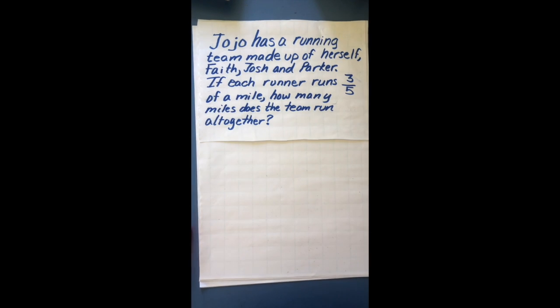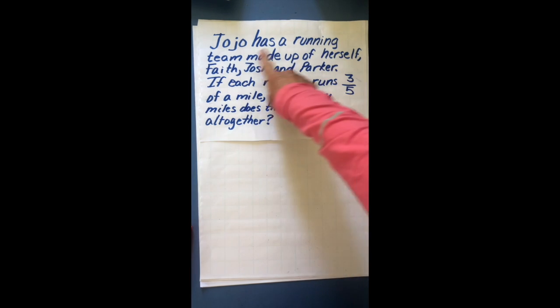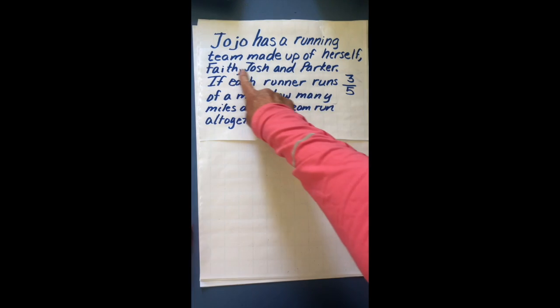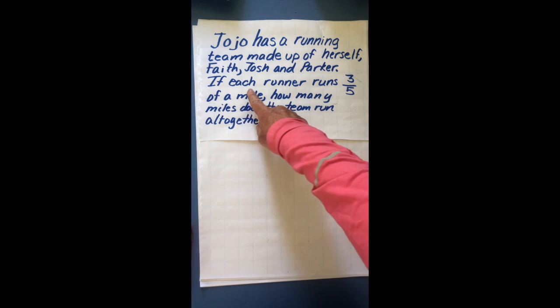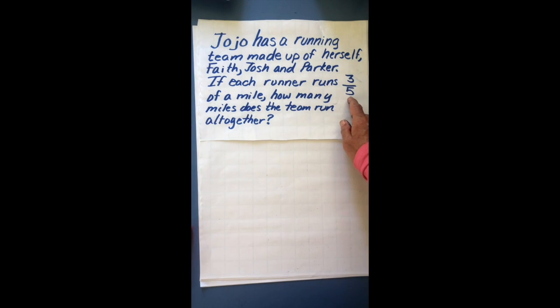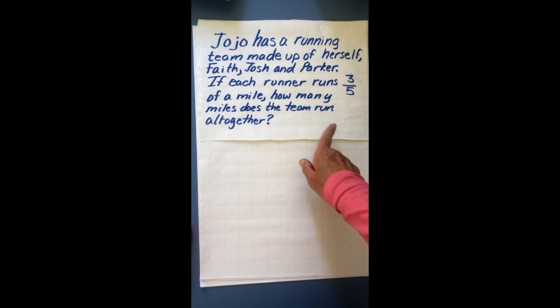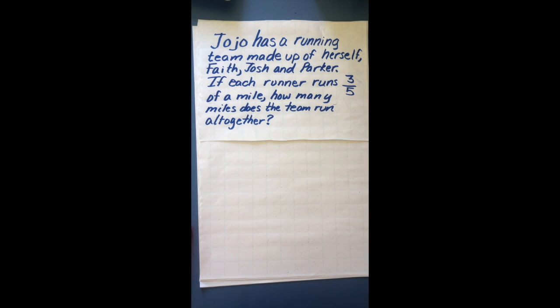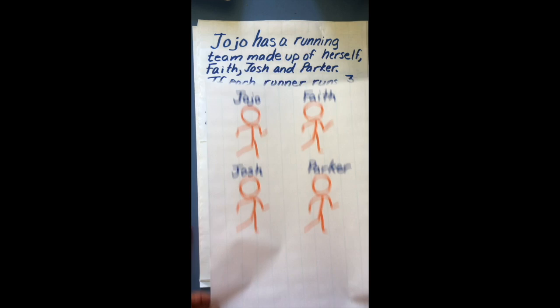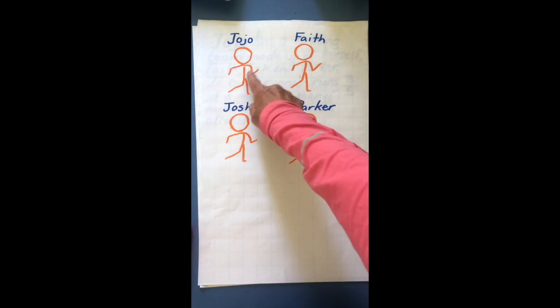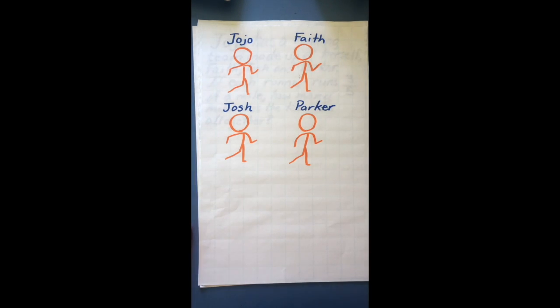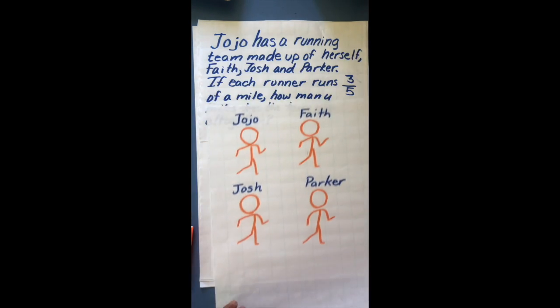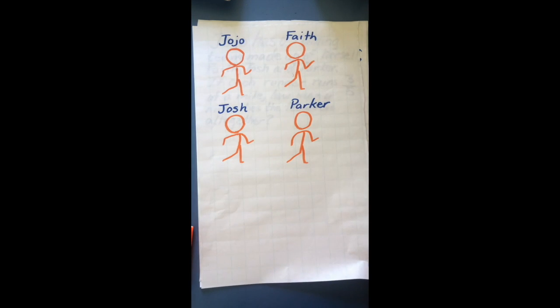Okay, the second problem. JoJo has a running team made up of herself, Faith, Josh, and Parker. If each runner runs 3/5 of a mile, how many miles does the team run altogether? Again, I'm a little bit freaked out by that fraction, so I just draw my pictures and I have them all. I've got JoJo, Faith, Josh, and Parker. And I know each one of them is going to run a certain distance.